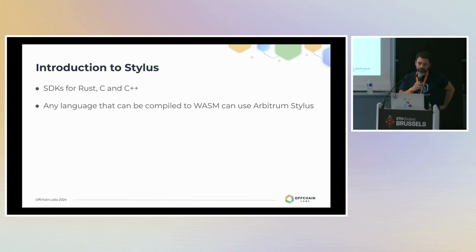So what we have today is that besides the virtual machine, we are also building an SDK for Rust. There is another one for C and C++. We are putting more effort into Rust, so the SDK is more advanced. But actually, you don't need an SDK to write your smart contract because any language that can be compiled to WASM can use Arbitrum Stylus. And we have examples of smart contracts written in Zig and AssemblyScript. They don't use any SDK or anything. It's just a program that is compiled to WASM, it is deployed on chain, and you run it. That's it.